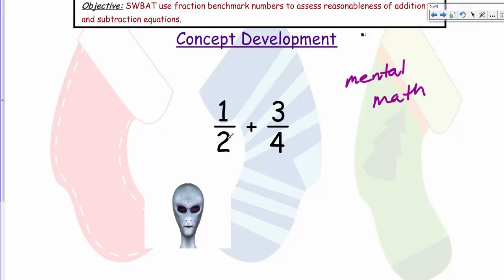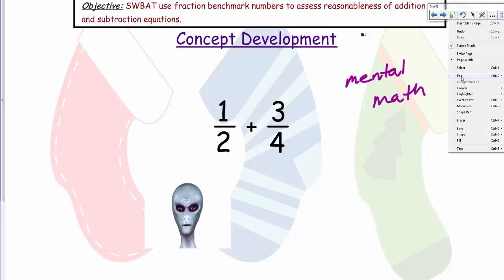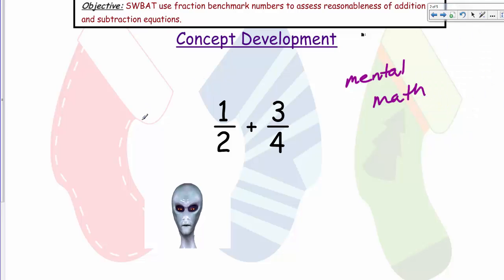So the first thing is I want you just to look at this expression and think to yourself, if we didn't use paper and pencil, about what this quantity is, just looking at the fractions. So I'm going to share some of my perceptions or understandings of these fractions.